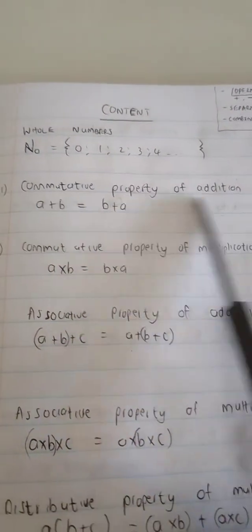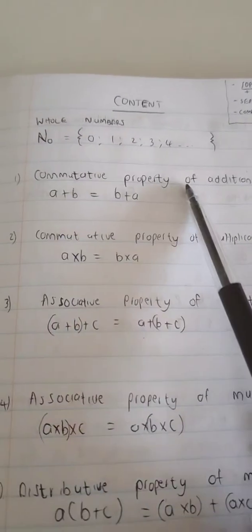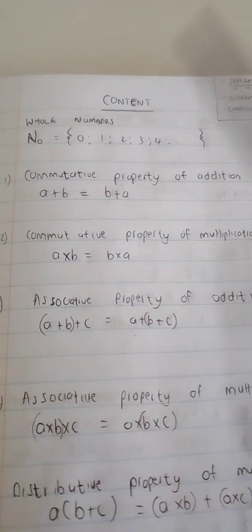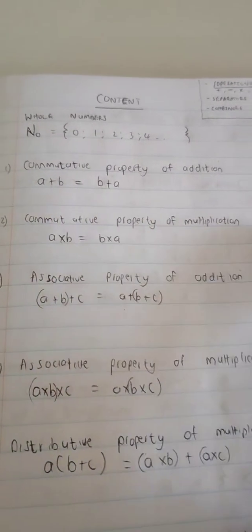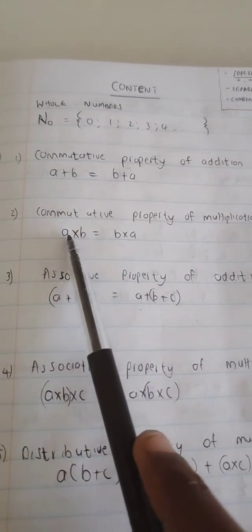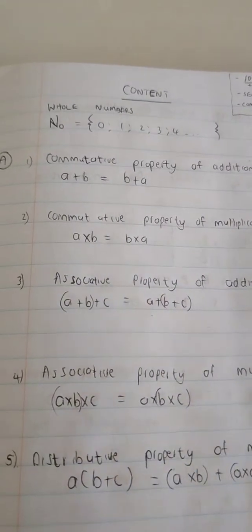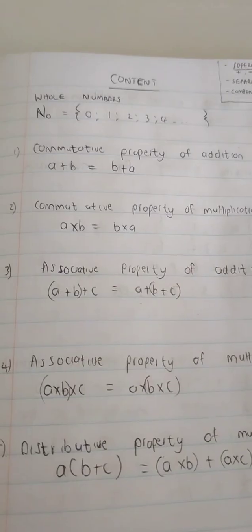We need to know the commutative property of addition, that a plus b is equal to b plus a. The order of numbers when you are adding doesn't matter. You'll still get the same answer. 1 plus 2 is the same thing as 2 plus 1. The commutative property of multiplication, we must never forget it: a times b is equal to b times a. The order in which you place numbers when you are multiplying doesn't matter. You'll still get the same answer.